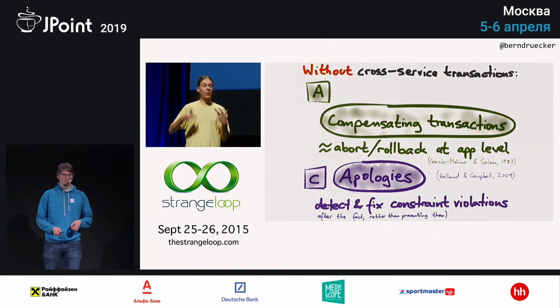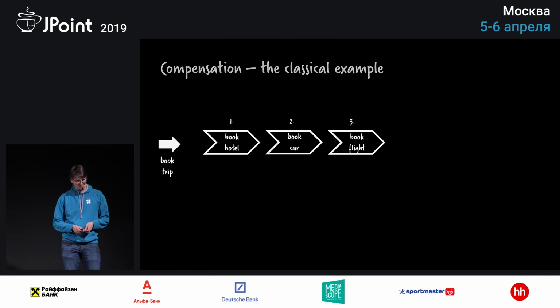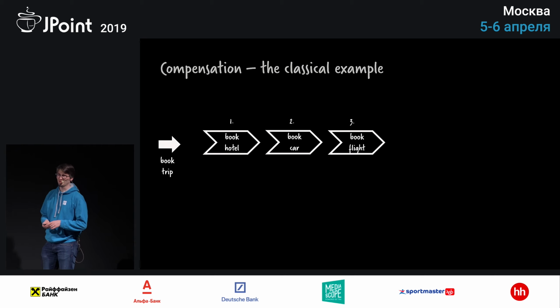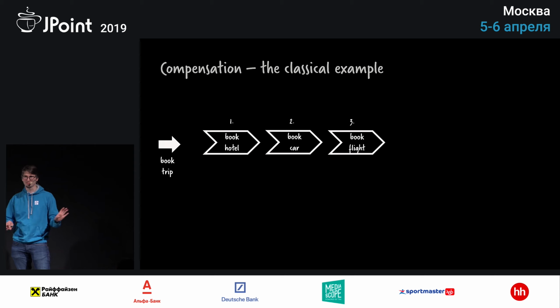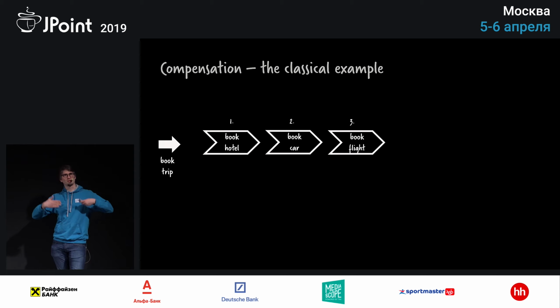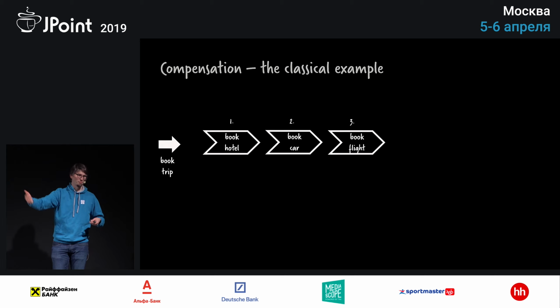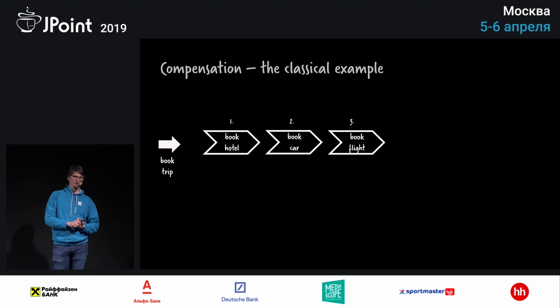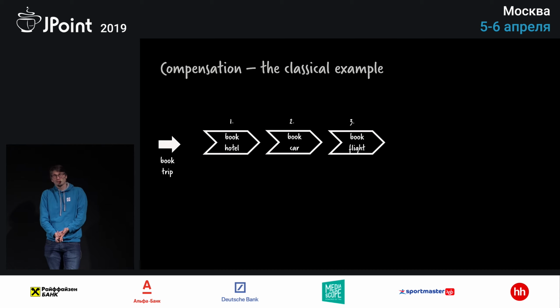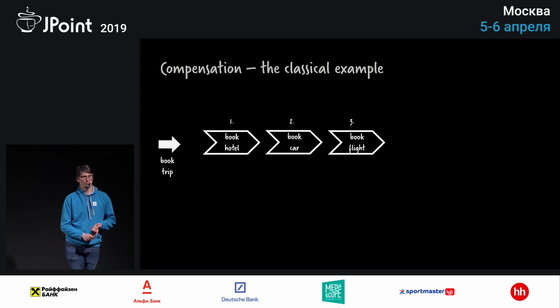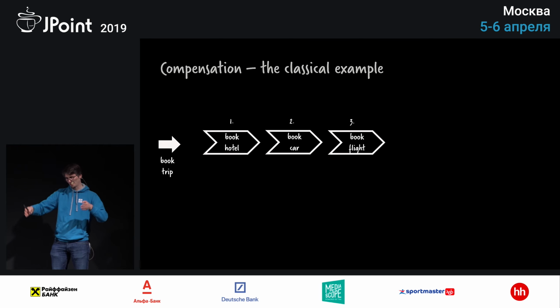I want to talk about compensating transactions. And there's one classical example. Business-wise, it probably doesn't make too much sense, but everybody is using it, so I wanted to stick to that. The idea is you want to book a trip, like a business trip or whatever. And in order to do that, the first thing you need is a hotel. You need a rental car, probably, and you need a flight to where you want to go, right? So you want to book that in that order.